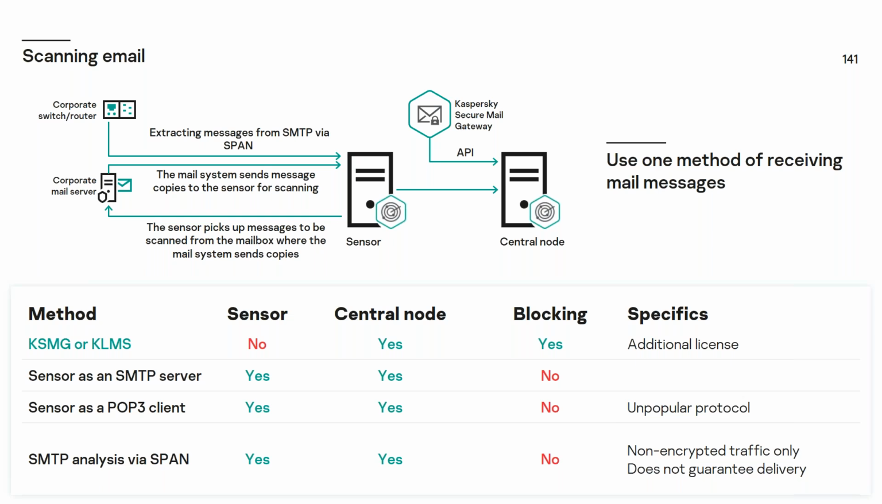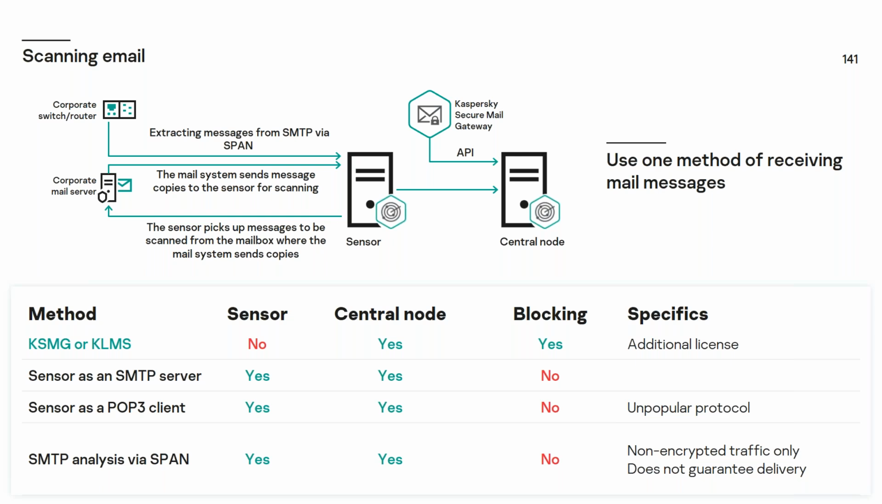Now, there's a variety of different options available to be able to integrate your email platforms. Our best option in this case is going to be KSMG or KLMS. This is Kaspersky Secure Mail Gateway or Kaspersky Linux Mail Security, because it allows us not only the capability of ingesting the decrypted format of email, but also responding to email.